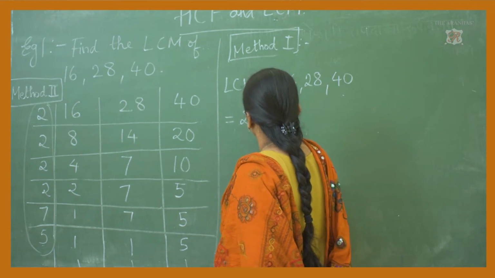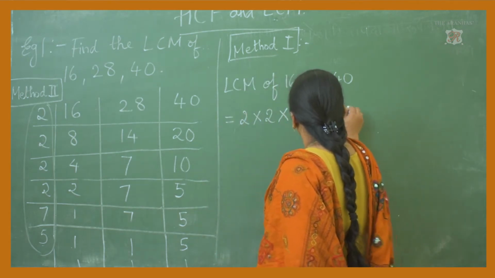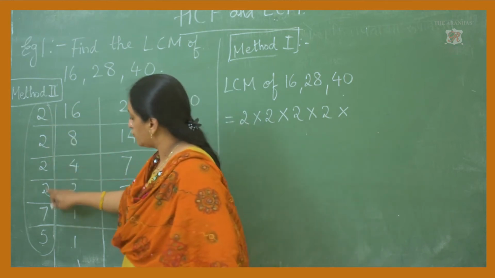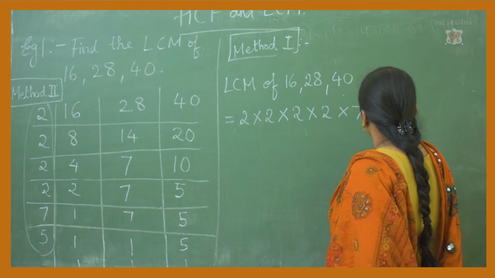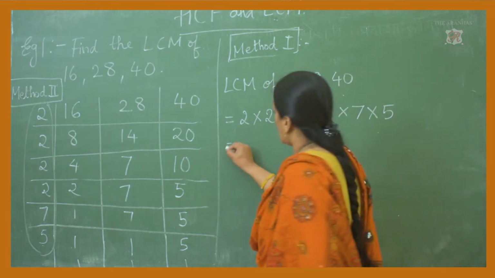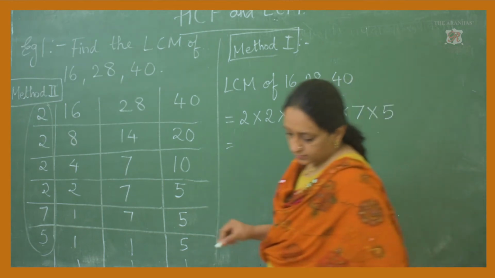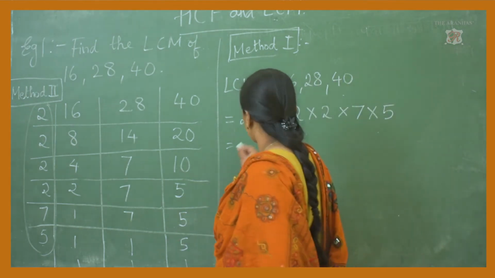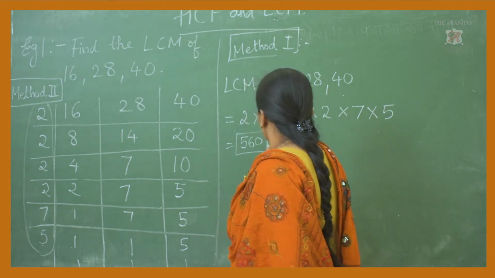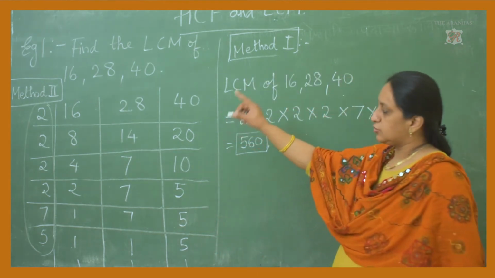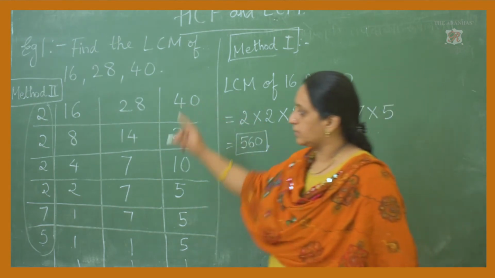Whatever factors we got: 2 multiplied by 2, multiplied by 2, multiplied by 2. That is 1, 2, 3, 4 times 2. Then 7 and then 5. Multiplied by 7, multiplied by 5. Whatever is the answer for this multiplication, that is the LCM of these numbers. The answer is 560. So the LCM of 16, 28 and 40 is 560 by method number 2.